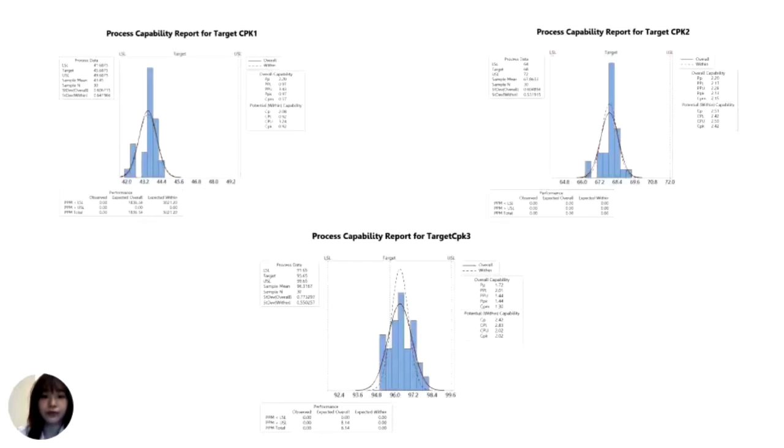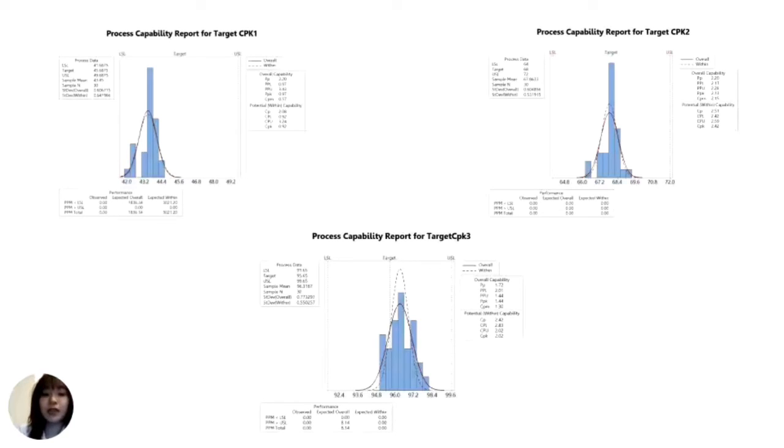So, for CPK target at 45.6875, pressure at 0.6 to 1.2. We can see that our curve is in the range between the upper and lower specs, so we can conclude that our process has potential and performance. Next, for CPK target at 68, we can see that our curve is in the range between the upper and lower specs too. We can conclude that our process has potential and performance.